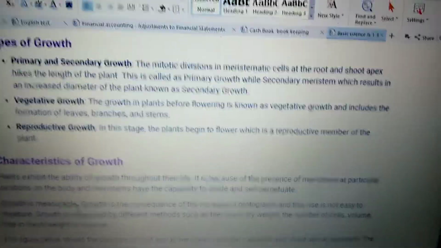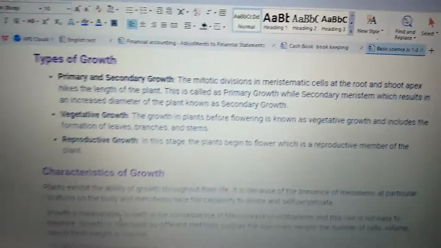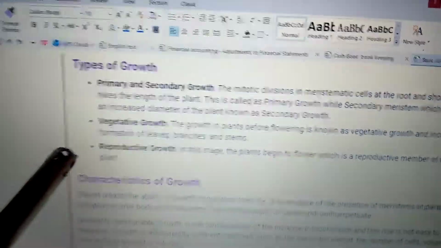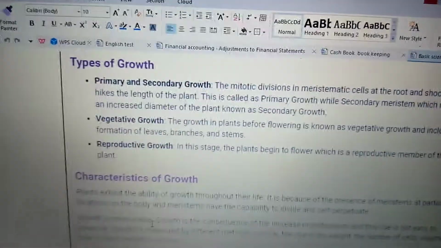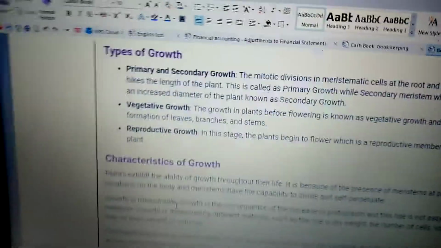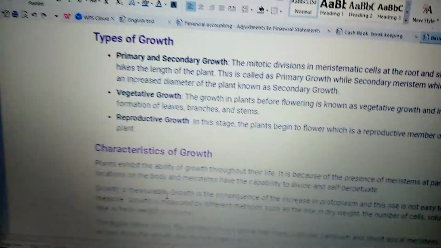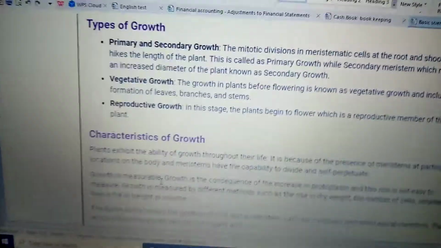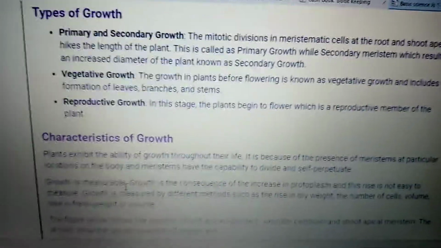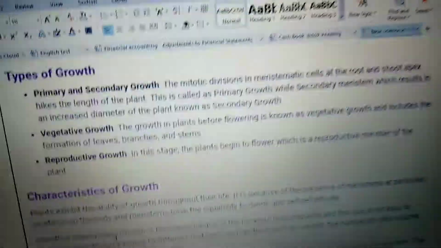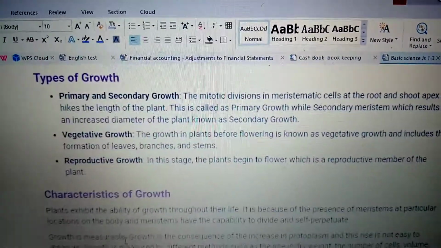There are three types of growth that I'm mentioning here. We have primary growth, we have vegetative growth, and we have reproductive growth. Primary and secondary growth are part of the cell development, inside the cell. That is the major one. We have vegetative growth, where plants bring out flowers. It happens in plants, not in human beings. Then we have reproductive growth. This happens in plants and animals, where the body begins to adjust to the new level of maturity that has been attained.